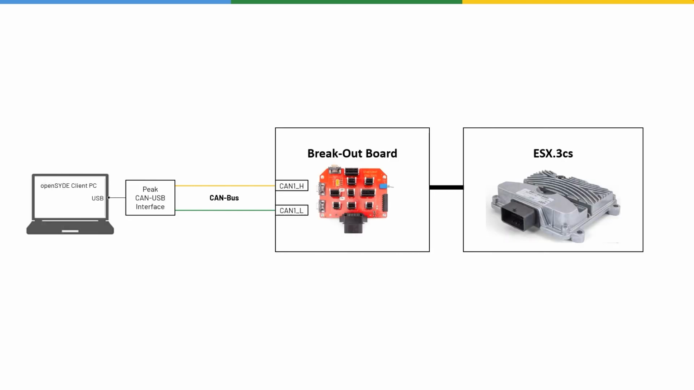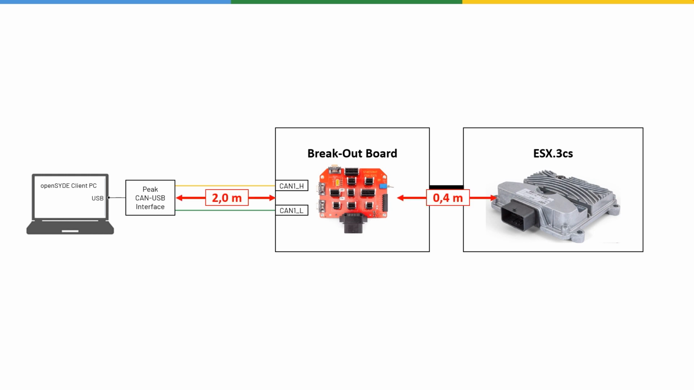On a CAN bus, the individual devices, so-called nodes, are connected one after the other. Star-shaped architectures are also possible in principle, but are subject to certain restrictions. In our simple test setup, only the OpenSide client PC and the controller are connected to the CAN bus via the breakout board. The cable lengths have an influence on the maximum possible bit rate on the bus, to which all connected devices must be set to the same value.